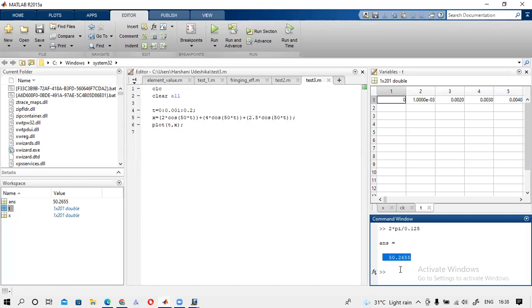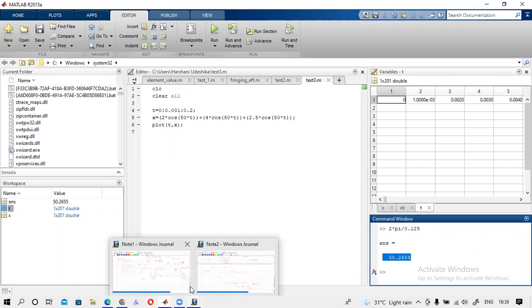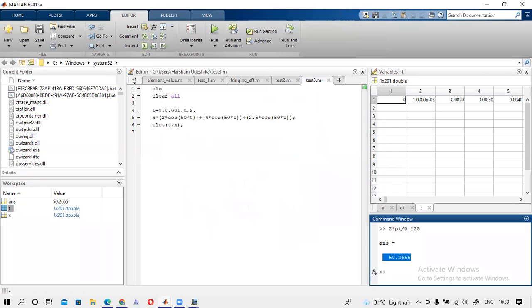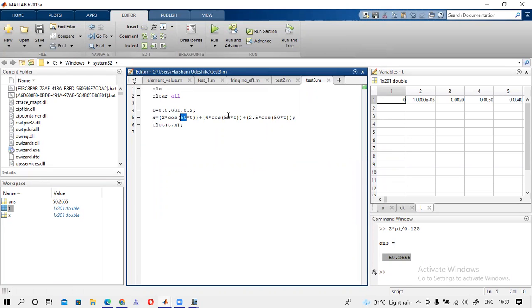Actually, this is 50 hertz. So this is the frequency of this composite signal, and it is 50 hertz. What is it equal to? It is equal to these three. All these three are 50 hertz, so you will get a 50 hertz resulting signal.